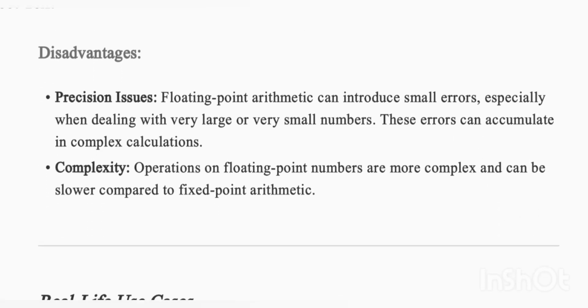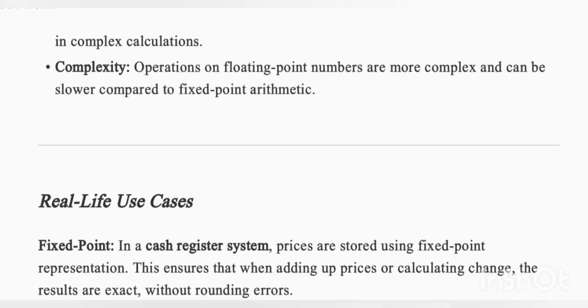Disadvantages. Precision issues. Floating point arithmetic can introduce small errors, especially when dealing with very large or very small numbers. These errors can accumulate in complex calculations. Complexity. Operations on floating point numbers are more complex and can be slower compared to fixed point arithmetic.